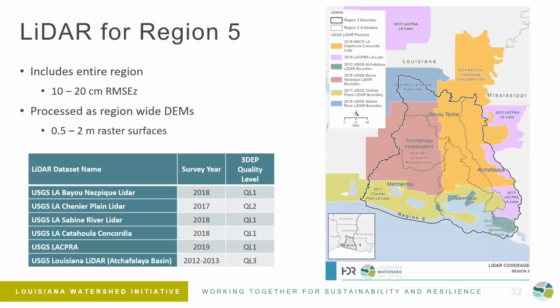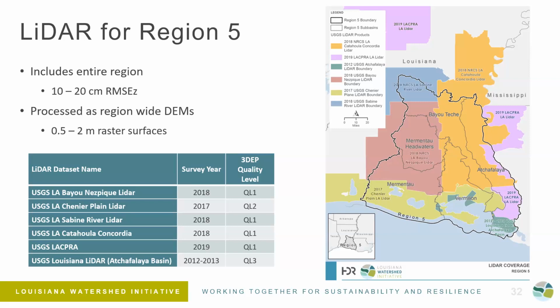Billy mentioned the LiDAR already. In Region 5, we have a pretty good data set already. You can see the different data sources that we have here, really collected the majority from 2017 to 2019. We did have a couple issues in the Atchafalaya Basin where we had to make some resolutions to address that. So we did end up using the 2012, 2013 data set for that, but it should be collected in the next year or so, which we can update in the future.